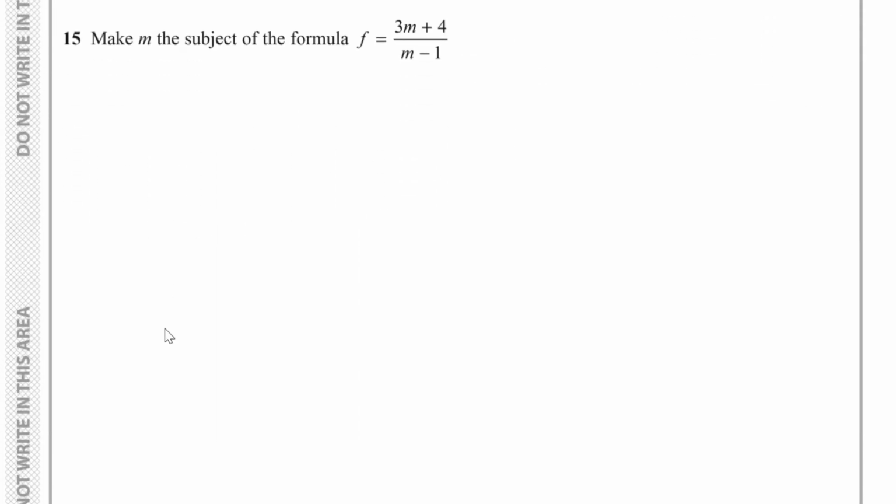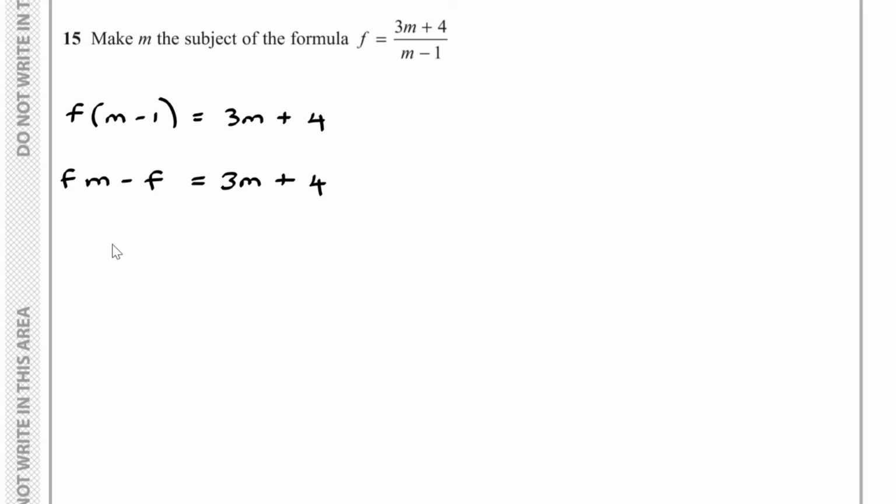And now for question 15, we have to make m the subject of the formula f equals (3m plus 4) lots of (m minus 1). Well, if I multiply both sides by m minus 1, we have f lots of m minus 1, which is equal to 3m plus 4. If I now multiply this out on the left hand side, we have fm minus f equals 3m plus 4.